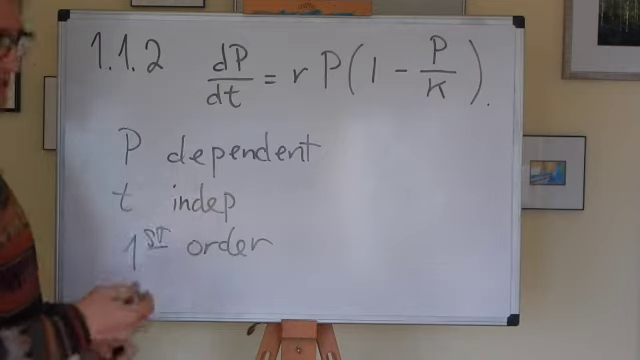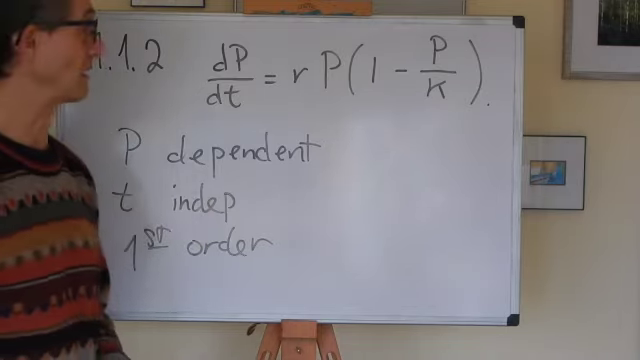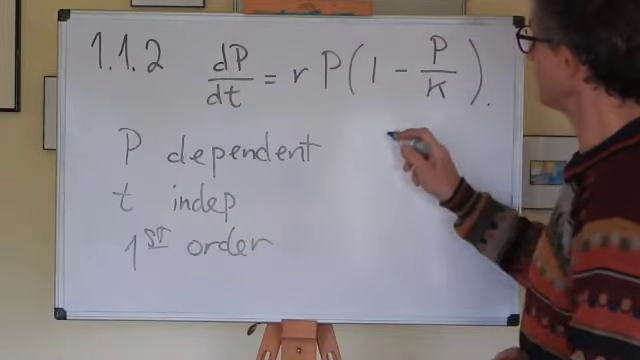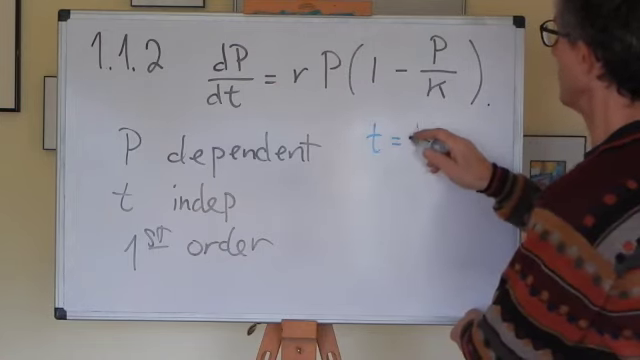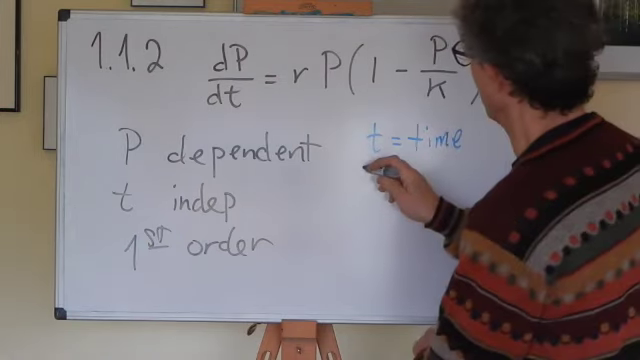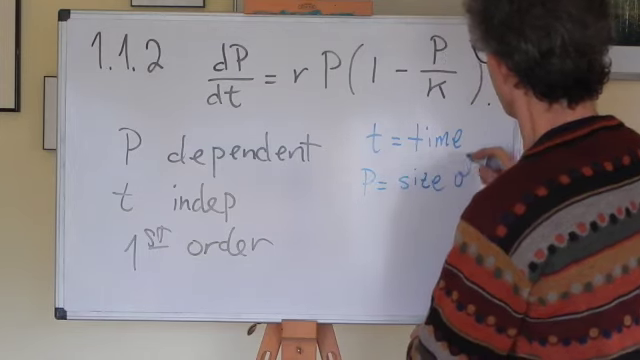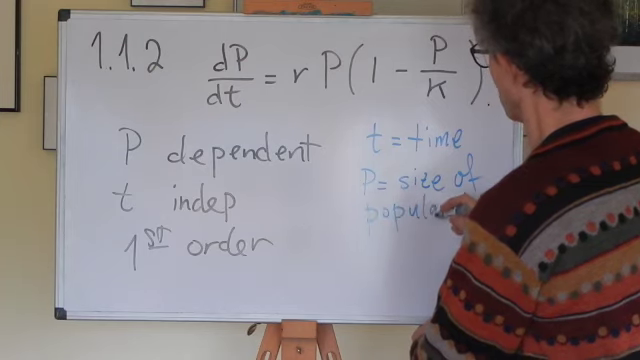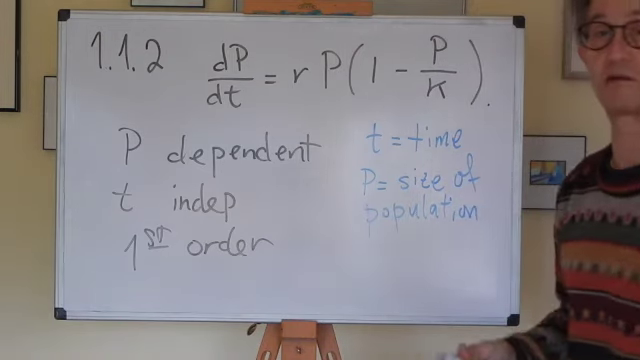I wanted to discuss this further because it's an example that we're going to see later on. In this case, t we think of as time, and p we think of as the population size. And in this case, r and k are the parameters.